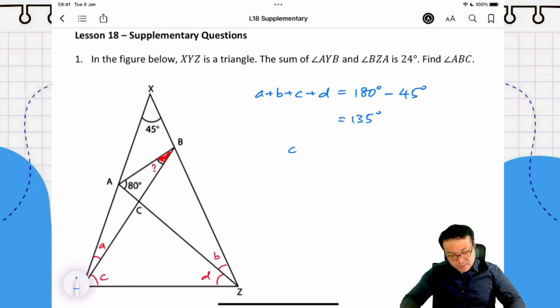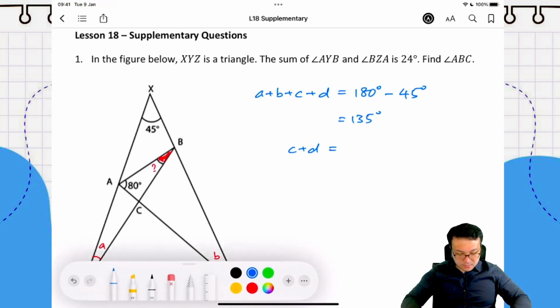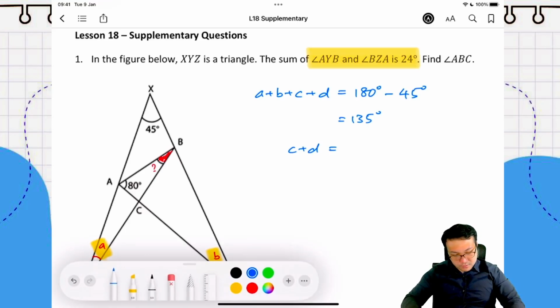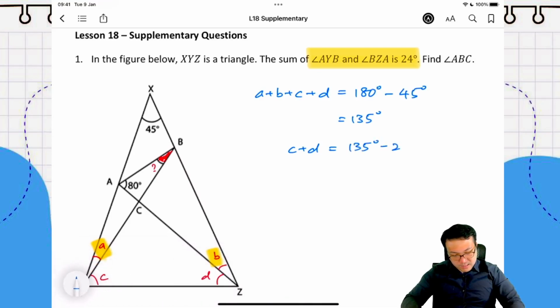Can you help me to find angle C plus D? Because they already told us that this plus this is 24, right? That means this plus this is 24. So 135 minus 24. Yes. Okay, so now can we take a look at angle, do you agree that angle YCZ is the same as angle ACB? Do you agree or not?